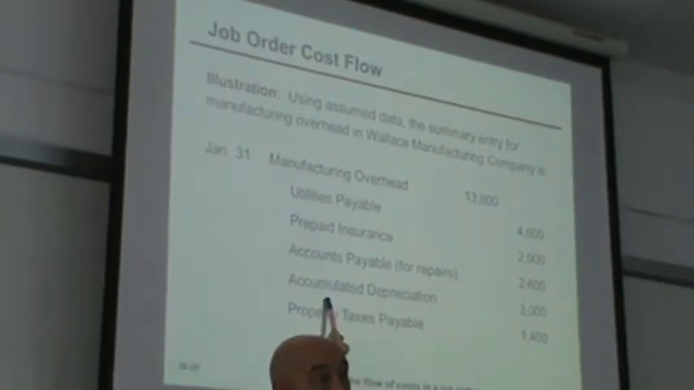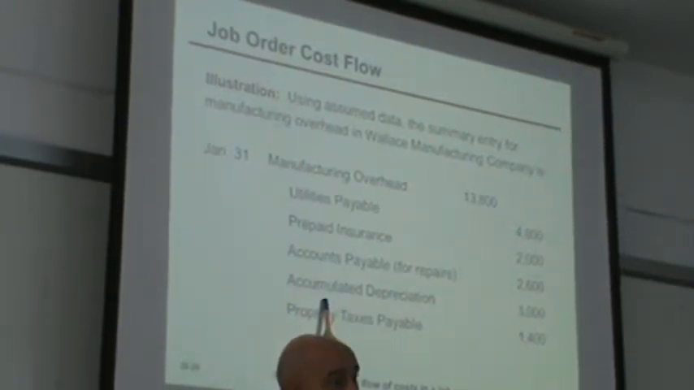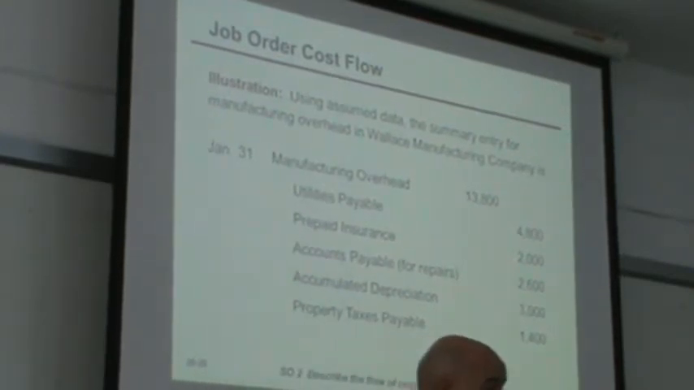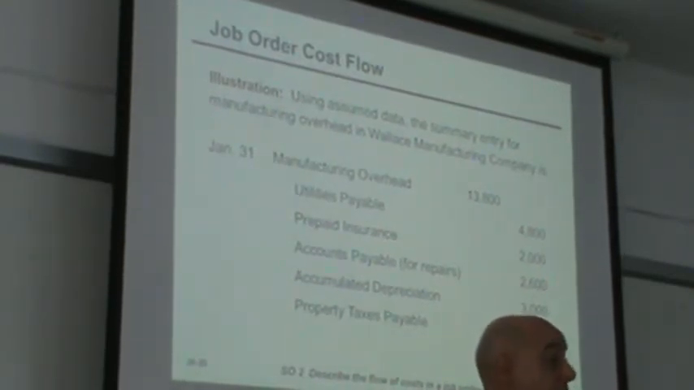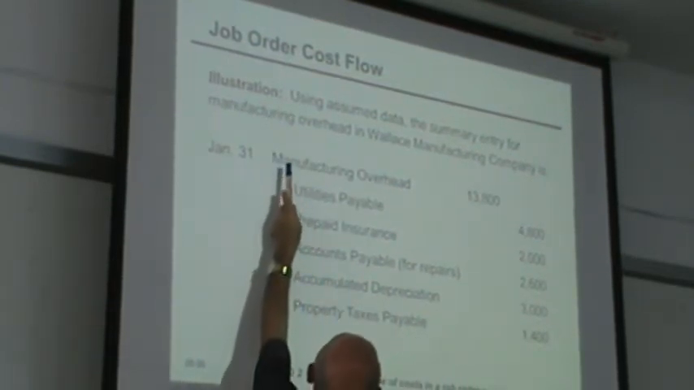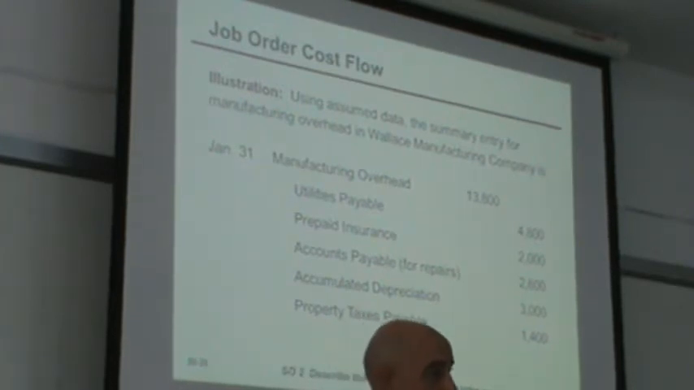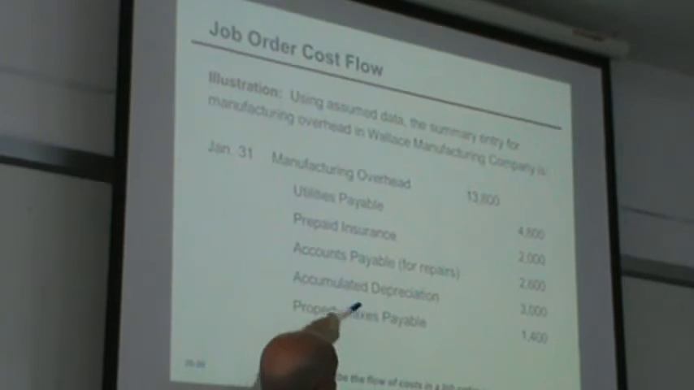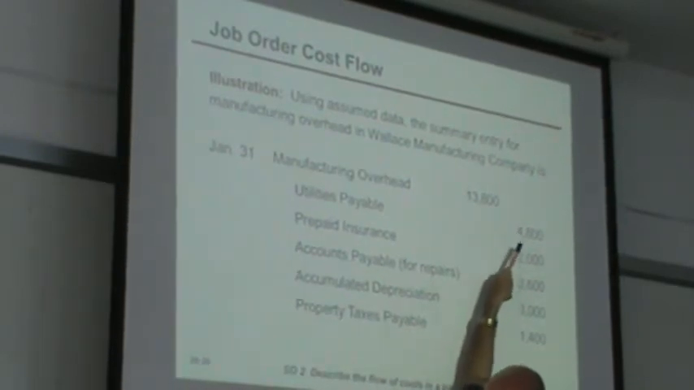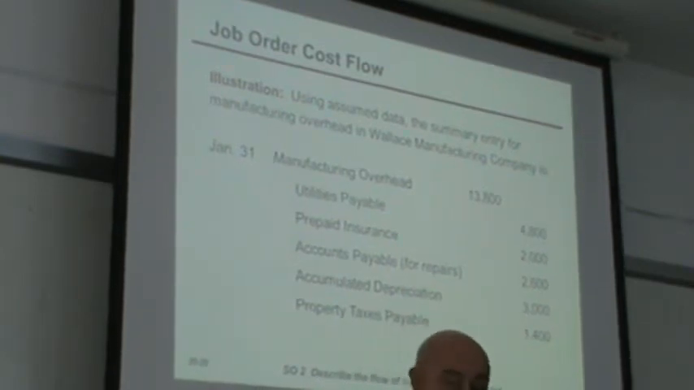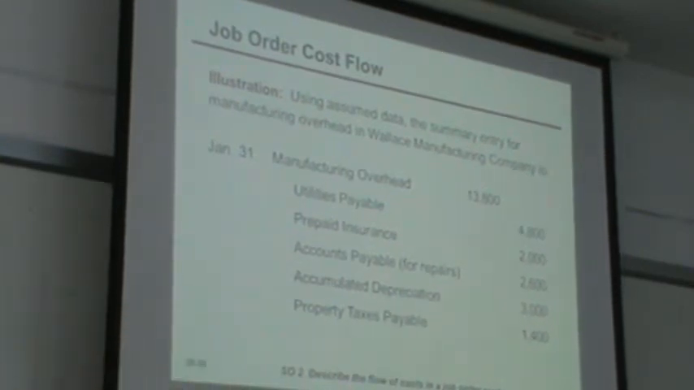Depreciation is accumulated. All of this you already studied before, right? All of this you studied in accounting 1. Now, the new thing is that you debit manufacturing overhead. Everything else you already studied, right? All of this. So, 4, 2, 2, 3, 1 gives you 13, 8.